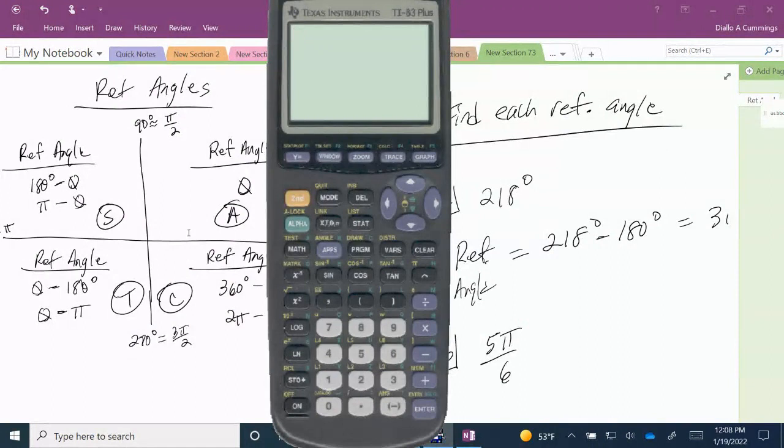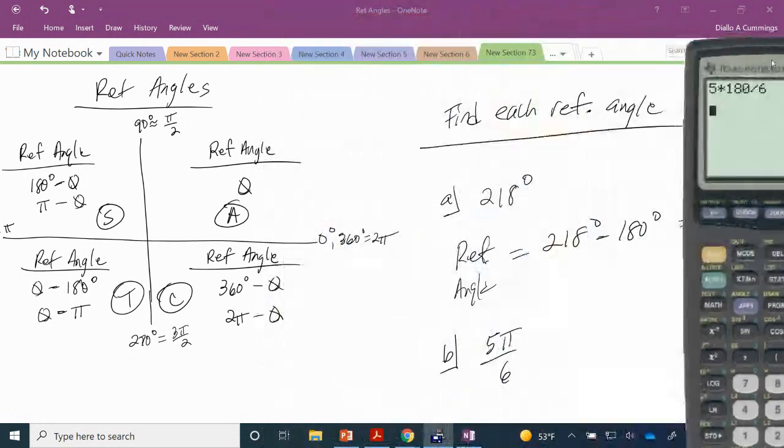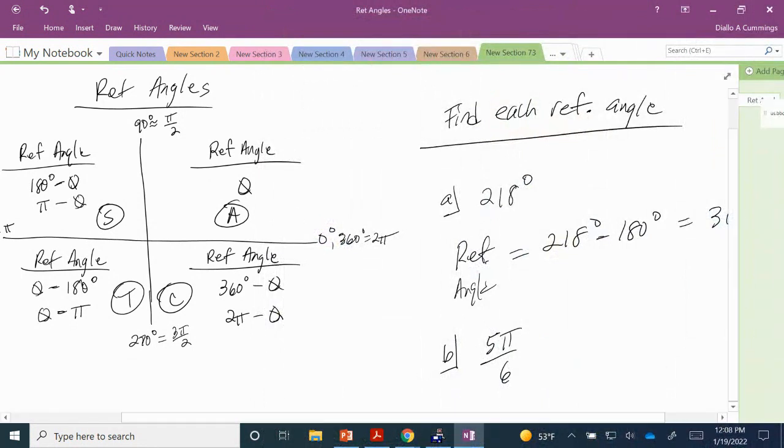I'm going to find out where that lies, and then I'm going to just use the appropriate formula for it. So in converting 5 pi over 6 radians to degree measure, I'm going to simply multiply 5 times pi, but keep in mind that pi radians is 180 degrees, divided by 6, and we have a 150-degree angle. So if I look at my reference angle chart, a 150-degree angle is in the second quadrant.